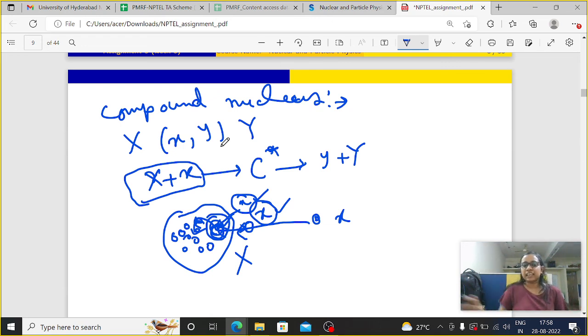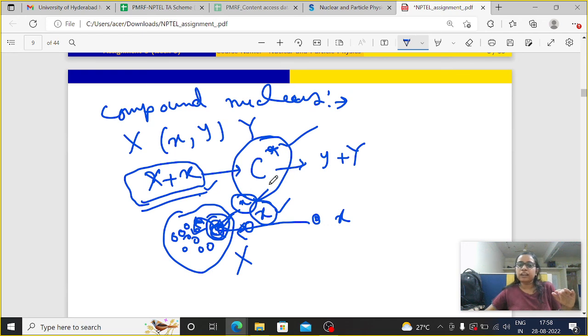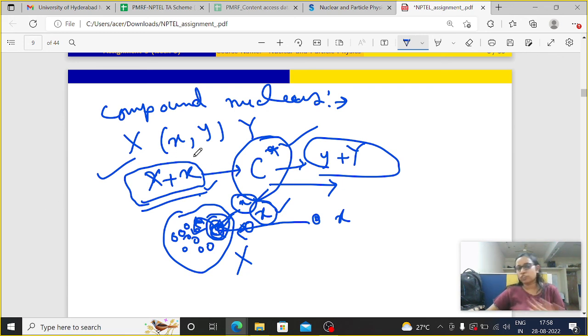The independence hypothesis tells us that the compound nucleus C star will be formed by X and x, but after formation as C star it will totally forget about X and x. It will not depend on how it was formed. It will decay independently as small y and capital Y. It is not dependent upon how it was formed. That is the independence hypothesis.